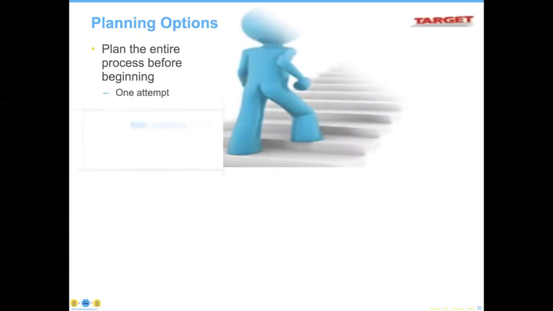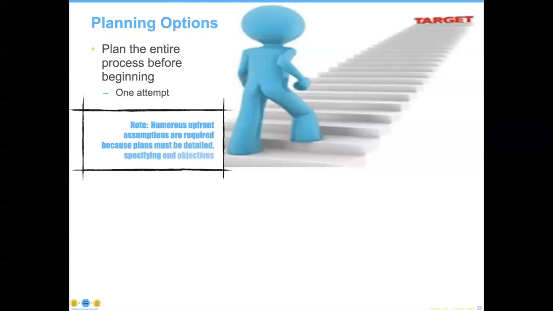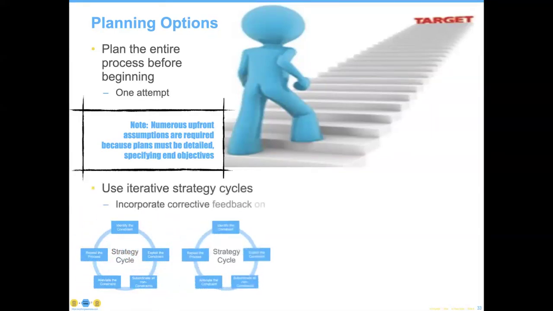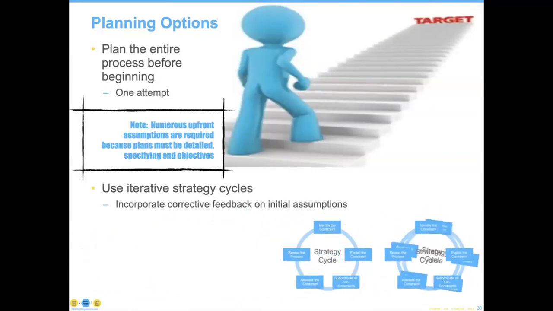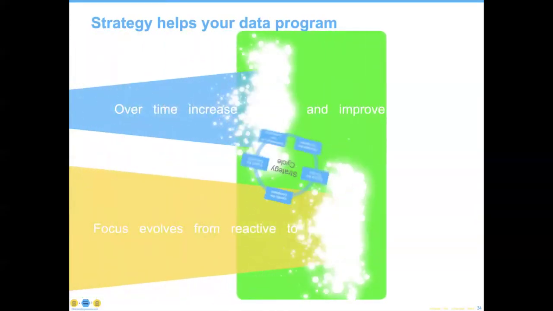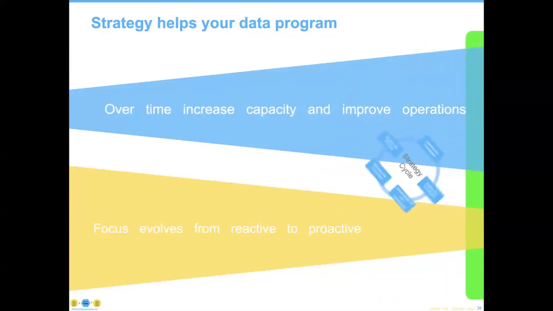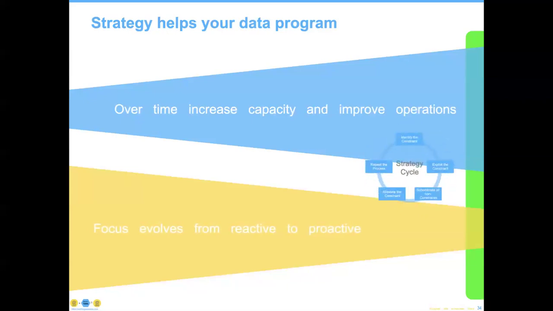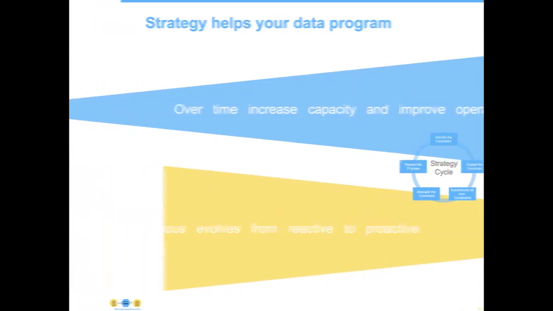So let's look at our planning options. We can, one, plan the entire process, get one attempt and say, we're going to get there in this series of X number of steps. This requires numerous upfront assumptions because plans have to be detailed and specific and objectives have to be reached. If instead I think about strategy as this cycle, I can use these cycles to focus in and use corrective feedback to make sure that I continue to stay focused on things that are important to the organization. Because over time, as I get good with this, we're going to discover that the organization will have increased capacity and ability to improve operations, but that the focus also evolves from largely reactive to proactive. And that's really important in order to keep things moving forward.